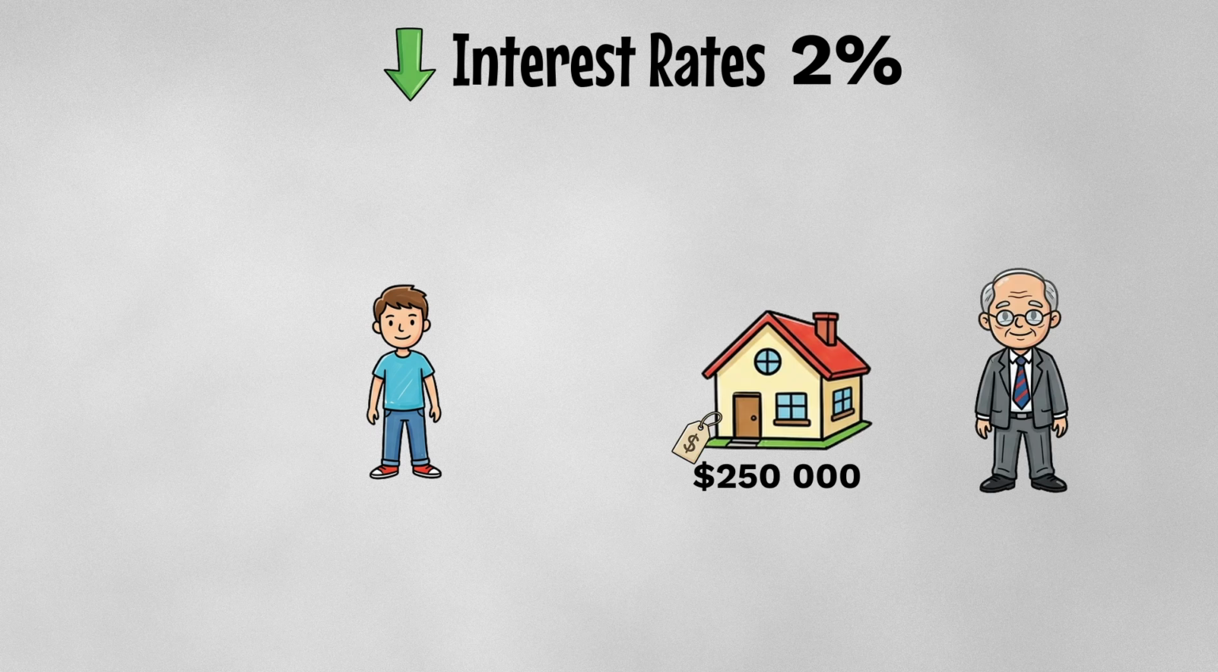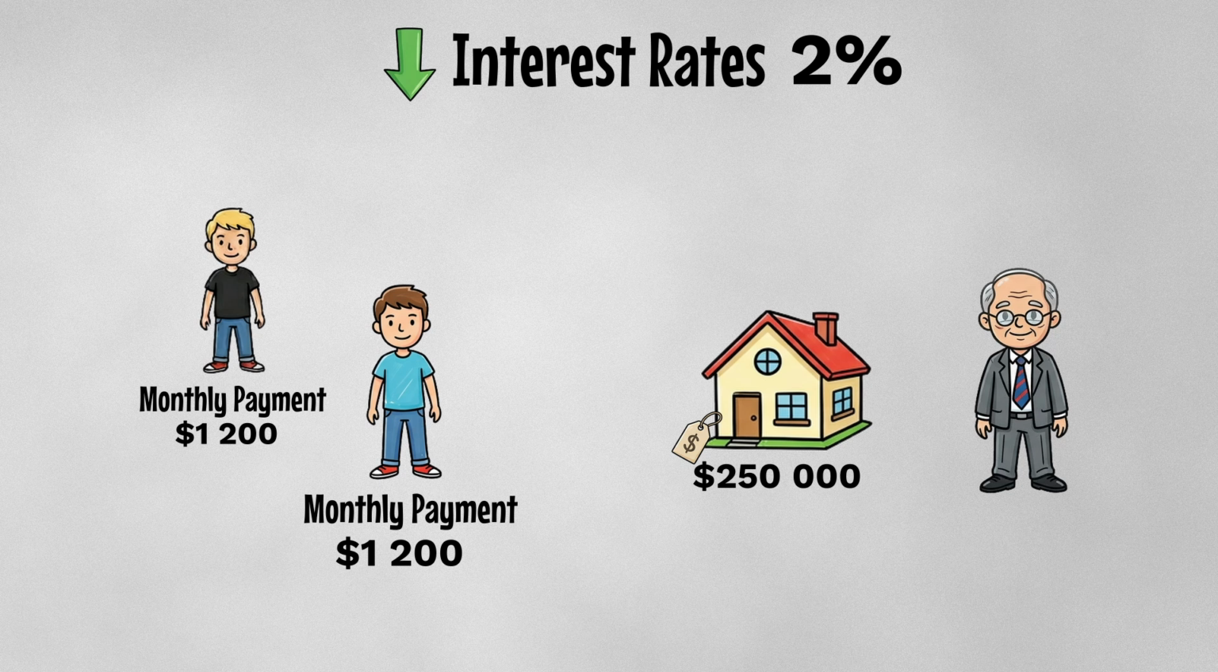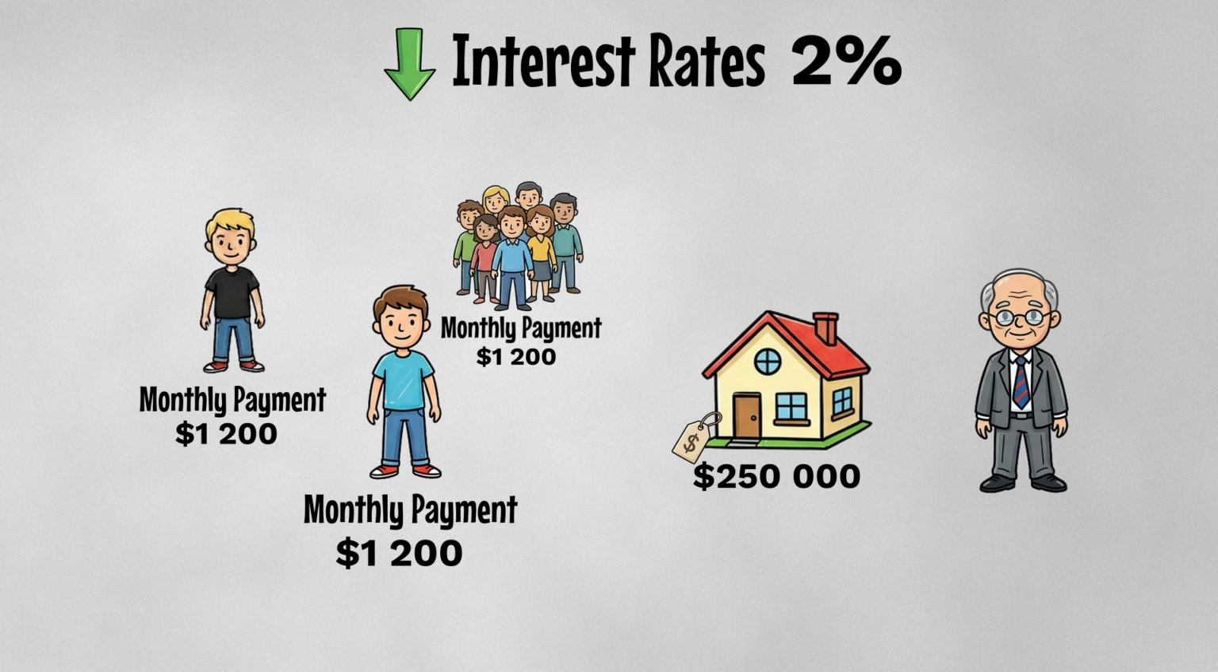Now let's look at a full real-life scenario. Imagine interest rates are very low, around 2%. You decide to buy a house. Your monthly payment is $1,200. Your friend also buys a house. Many people are buying houses because it is affordable. Sellers see strong demand. They raise prices. Houses that used to cost $250,000 now cost $300,000.